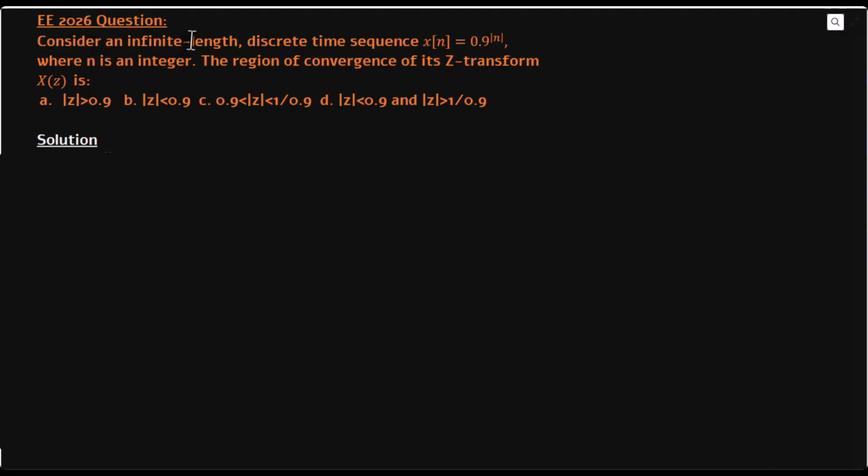Consider an infinite length discrete time sequence written right here, where n is an integer. What will be the region of convergence of its z transform? We're given one of four options.